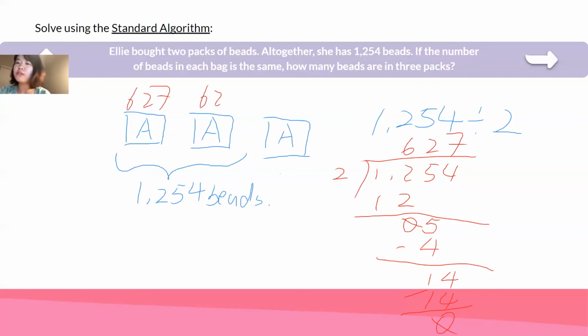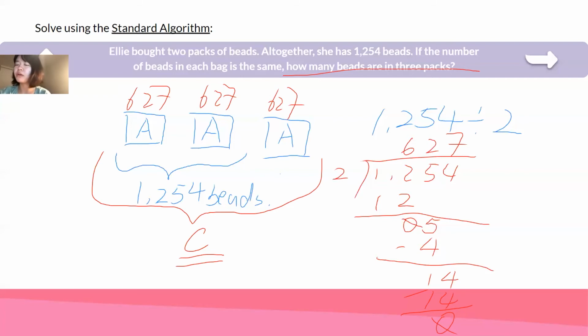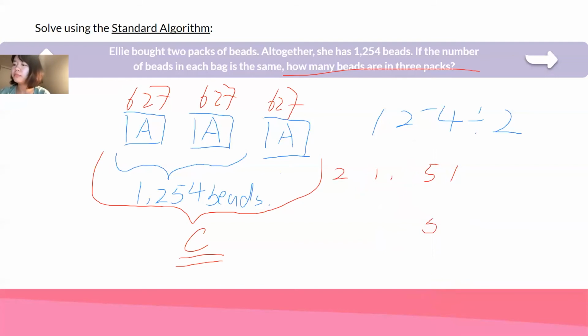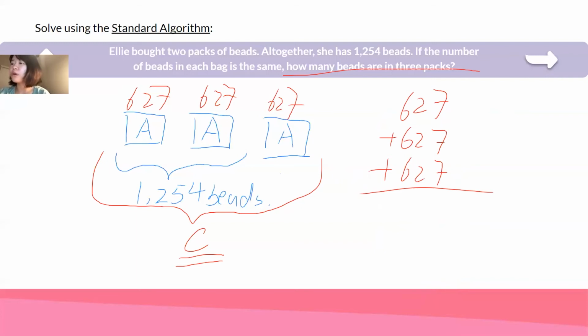And remember, our question is how many beads are in 3 packs altogether. So we're looking for altogether. So let me give a letter C. C is what we're looking for. So let me erase this part first. So you can either add 627 together and add another 627 together. So this will be the total amount.